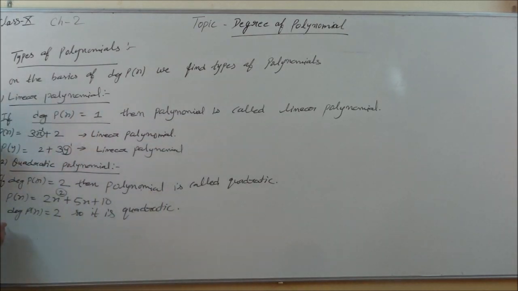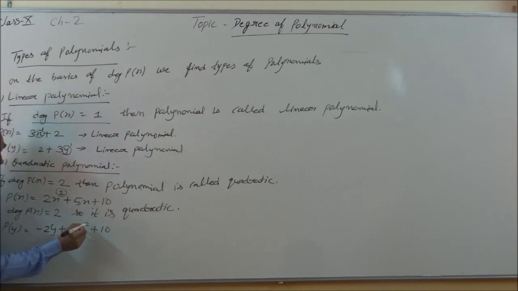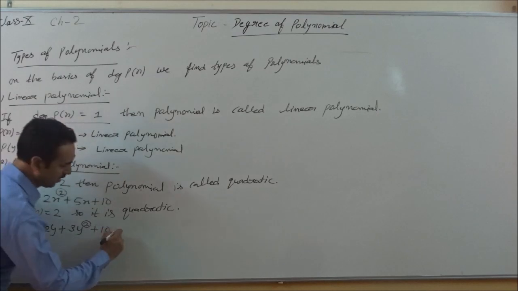Let's see another example. P(y) equals minus 2y plus 3y square plus 10. Now you can see here, the degree of the polynomial is 2. So this is also called quadratic.